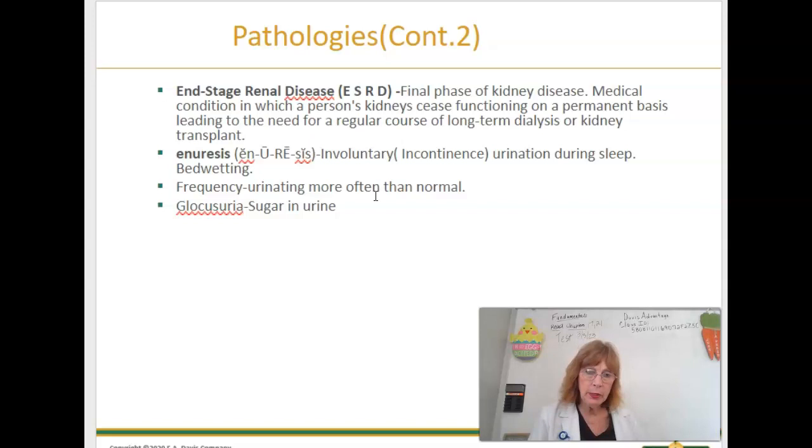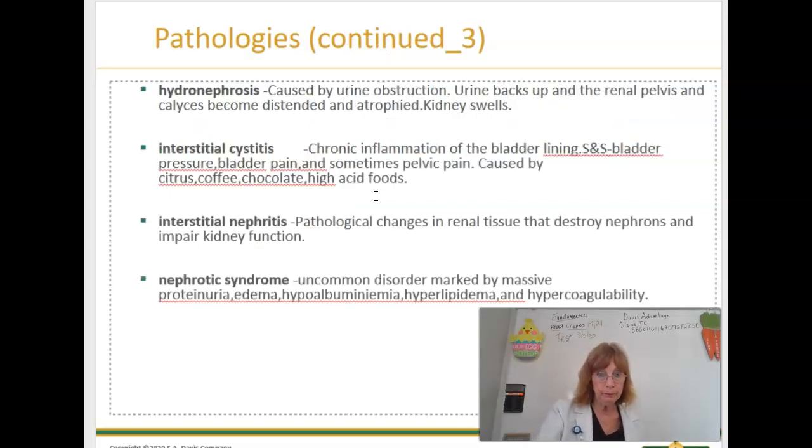Enuresis, EN means, we've learned that EN means inside. This term doesn't make sense. Inside urine, it doesn't make sense, but this is called, it's another term for bedwetting. So they urinate during sleep, enuresis. And this other word is misspelled, it is gluco, G-L-U, or glyco, G-L-Y, and that's sugar in the urine.